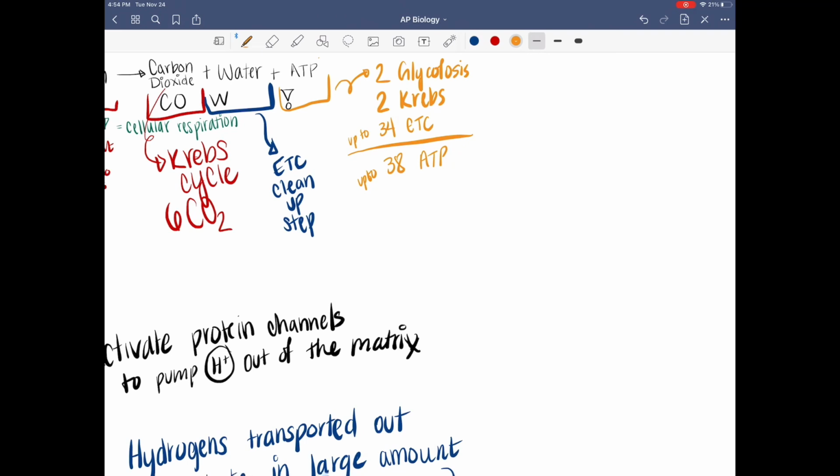So this was our quick summary of cellular respiration, going through all of our steps and looking at how everything is made and where in the process we have everything made.